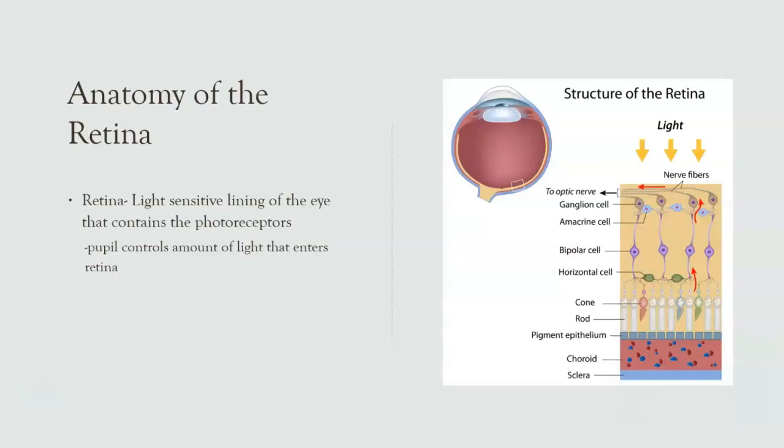As you can see in this image as well, how light will enter, hit the back, and go all the way up through the ganglion cells to the optic nerve.